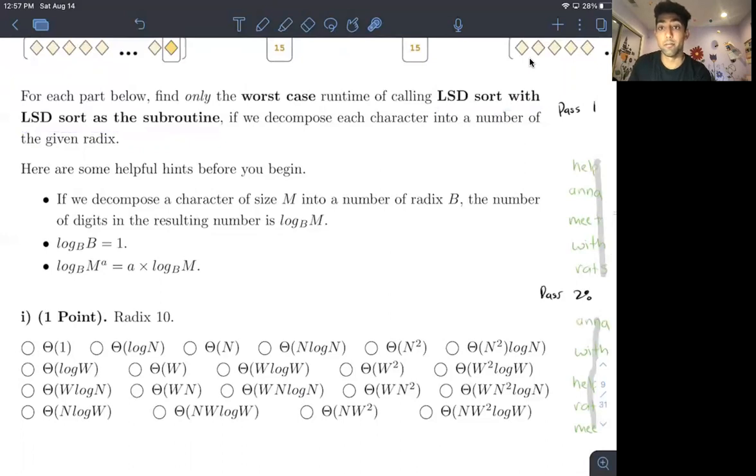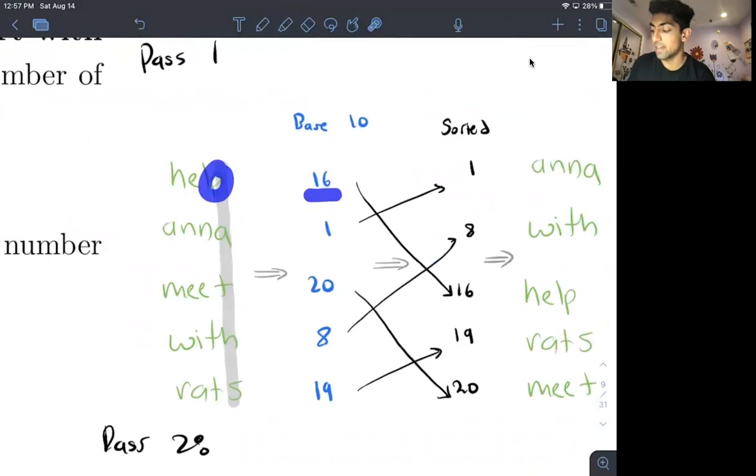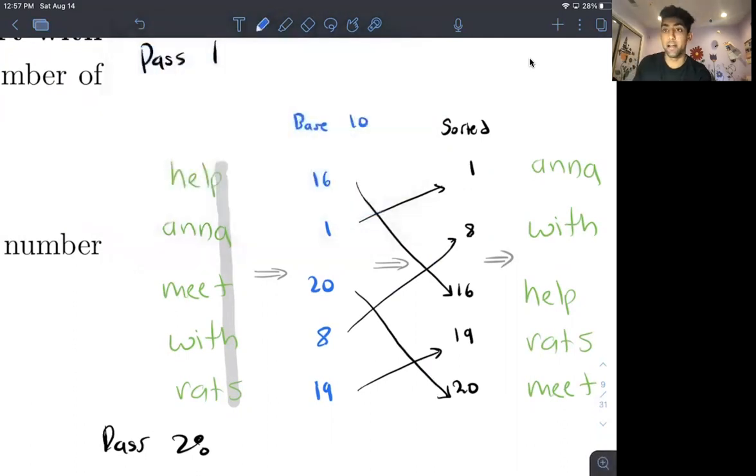Okay, if we decompose each character into a number of the given radix. So in this example, we just converted all of these numbers into base 10 because that's really easy for us to understand as humans, right? But it's possible we can use another base. So some other bases that exist is that I can decompose any number into base 2, right? If I take 16 and I make it into base 2, it's going to look like a bunch of ones and zeros, right? It may look like 1, 0, 0, 0, 0.